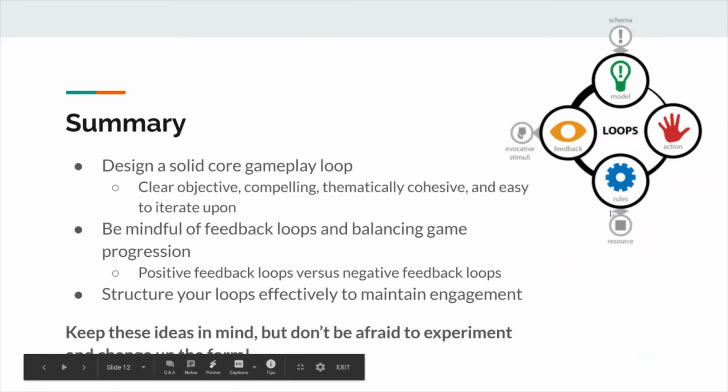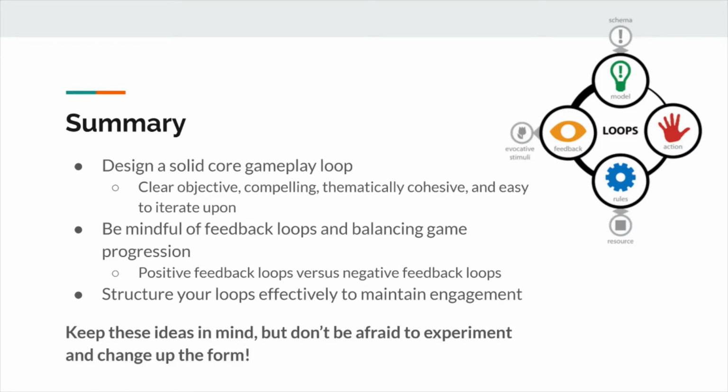Alright, so in summary, remember to design a solid core gameplay loop. And things to keep in mind when you're designing your gameplay loop is to make sure it has a clear objective, it's compelling, thematically cohesive, and easy to iterate upon. Be mindful of what feedback loops you're implementing, whether they're positive feedback loops or negative feedback loops, and make sure that you balance game progression.